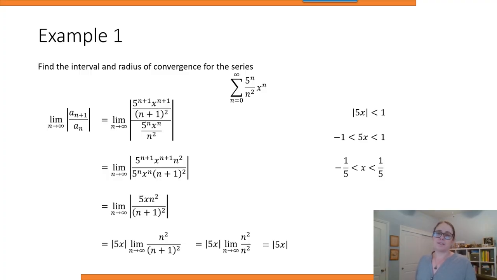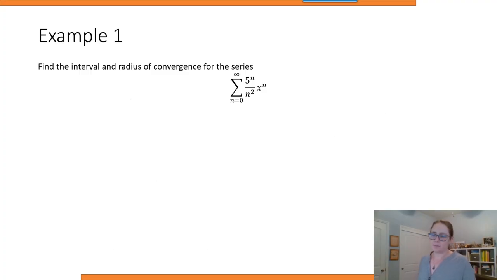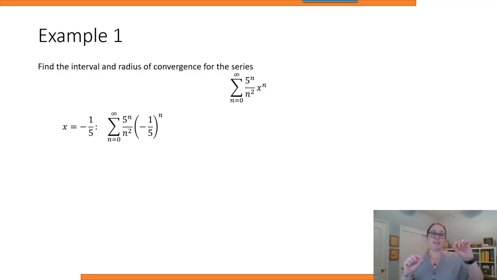So next thing we got to do is test these endpoints. So I'm going to take each one of them and plug them into the original series. So -1/5 is an x value, so I'm plugging it in for x, and then I'm going to simplify. It should reduce down to something nicer. If you find that you're not getting matching numbers like the 5s here, then I would double check to make sure you evaluated your limit correctly and solved for the endpoints correctly.